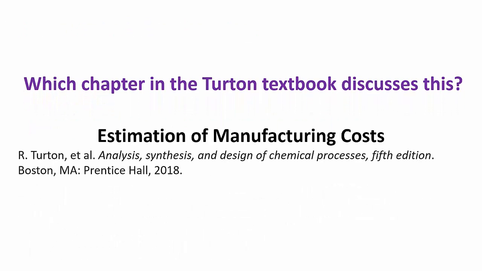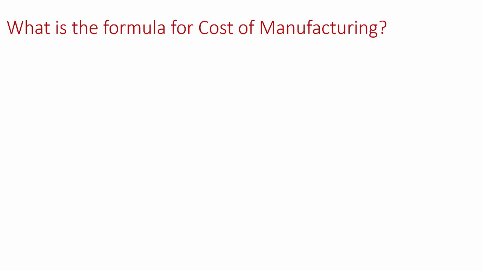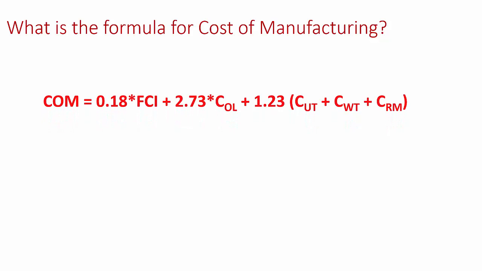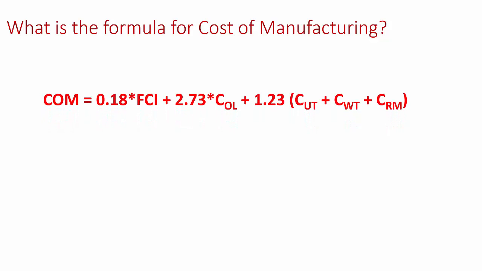Which chapter in the Turton textbook discusses this? It is the estimation of manufacturing costs chapter. What is the formula for cost of manufacturing? It's actually pretty simple, surprisingly. It is about 5 terms. It's very straightforward. So the first term is 18% of the fixed capital investment. This is either grassroots cost or total module cost.